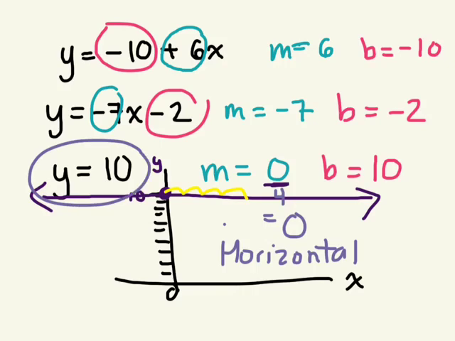So what about this line? What's the equation of this line? That's going to be y equals 3. There's no slope. The slope is 0.